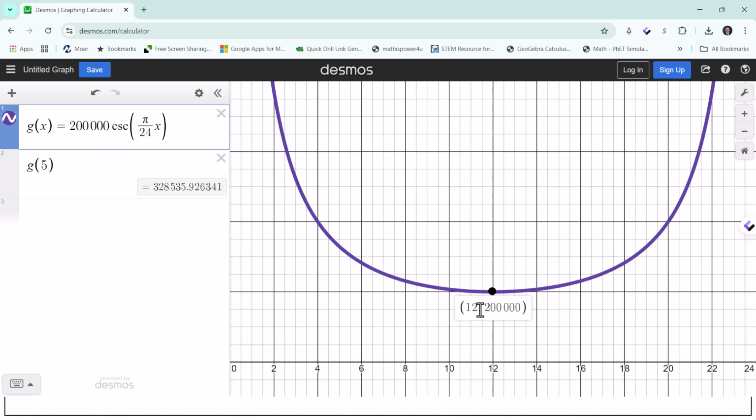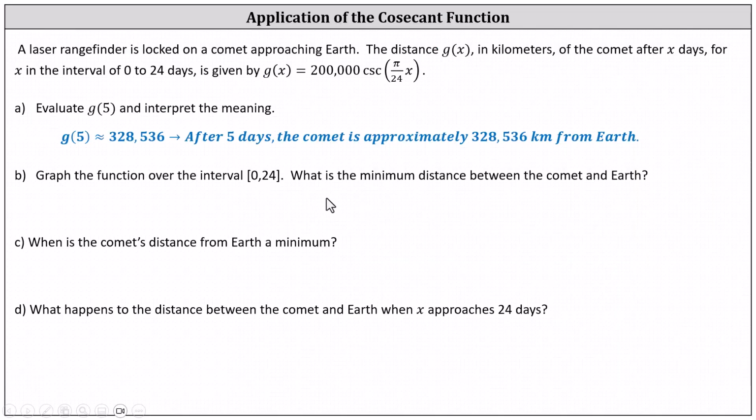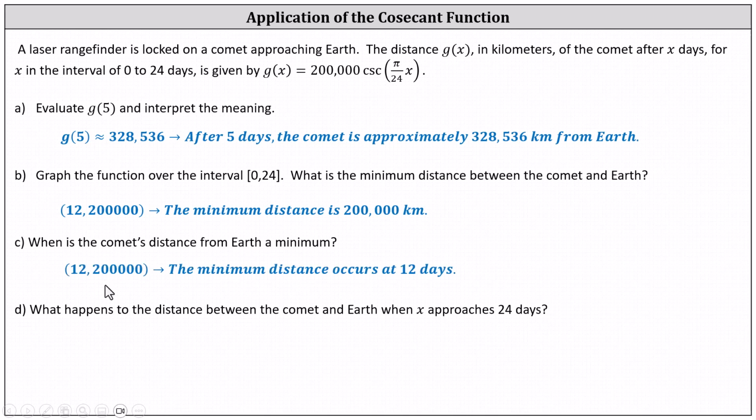Recall 12 represents 12 days, and the 200,000 represents 200,000 kilometers, which is the minimum distance between the comet and Earth. And this occurs at 12 days. This is what we need for parts B and C. So again, the minimum distance between the comet and Earth is 200,000 kilometers, which is the function value or second value of the ordered pair, and the 12 is the value of x, or the time at which the minimum distance occurs, which means for part C, the minimum distance occurs at 12 days.